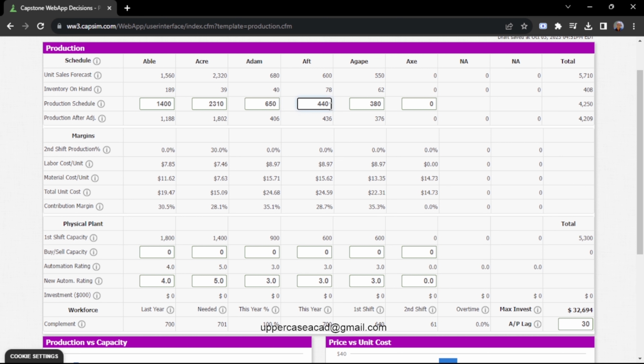Then for Aft, I'll say 550, and for AGAP I'll say 480. So I'll recalculate.